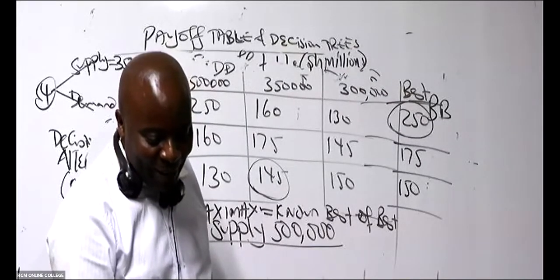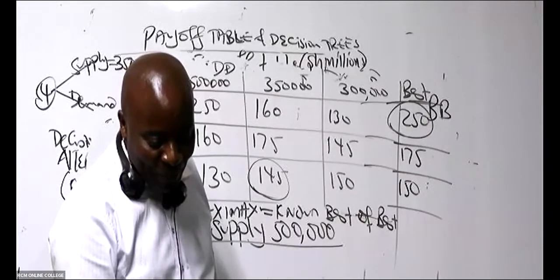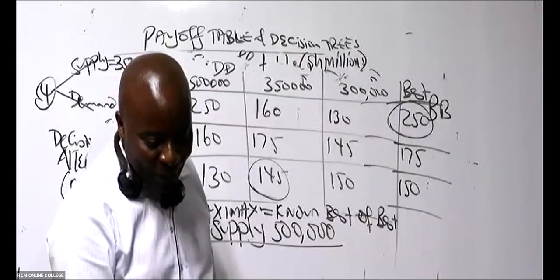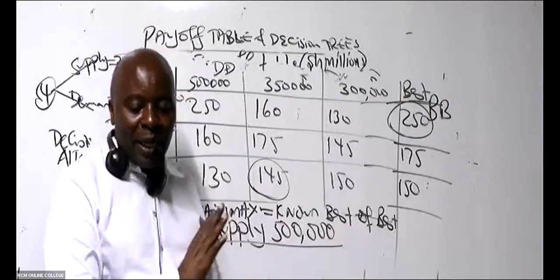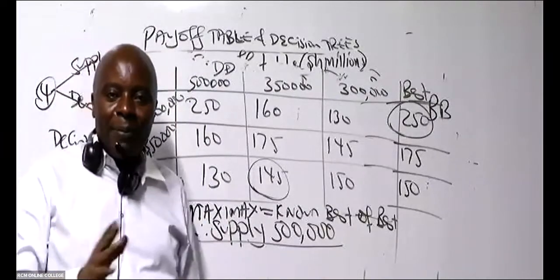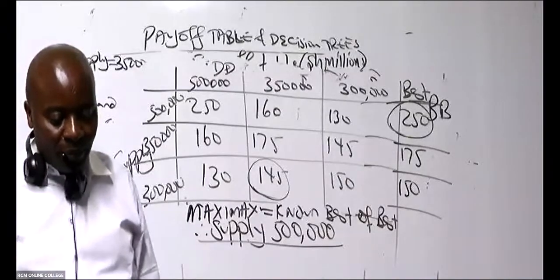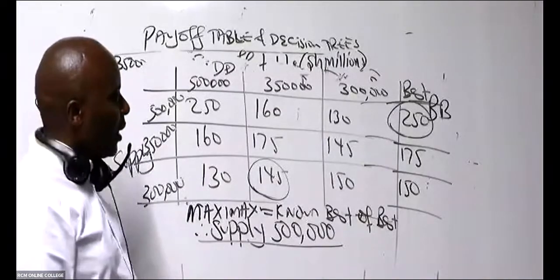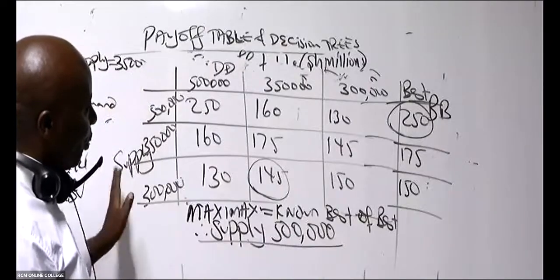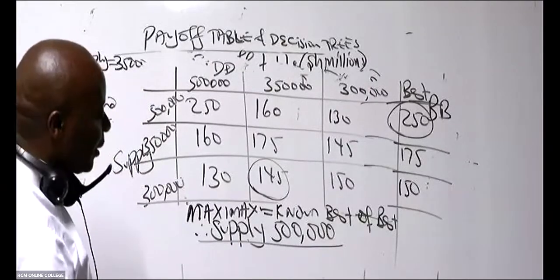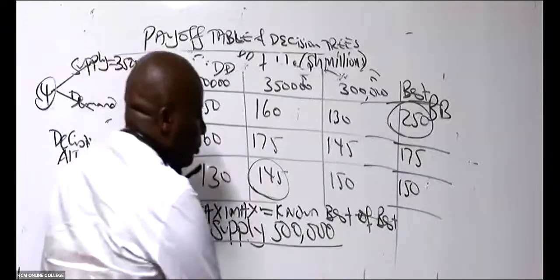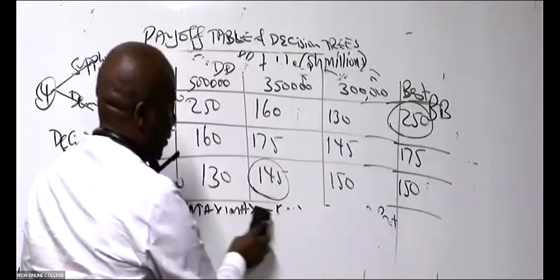Is that okay, ladies and gentlemen? All payoff tables appear like this. Once I do the second and third question, you'll be comfortable. And please don't put probabilities here. Now, from there, ladies and gentlemen, we have what they are calling maxi who? Max mini.